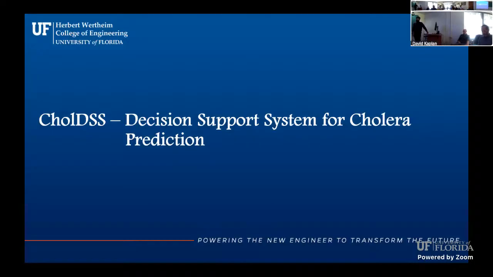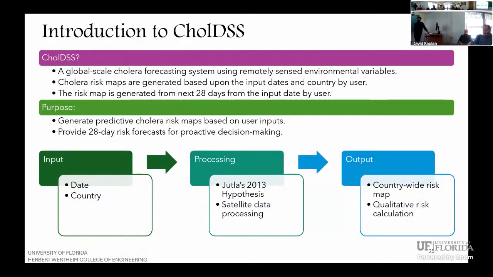And next comes the cholera DSS, that is the decision support system for the cholera prediction. So what it is, it's a system that uses the country and the date from the user. It's designed in a way that it can be used by users who don't have enough technical knowledge as well. Right now, it's not in that form, but that's the aim.